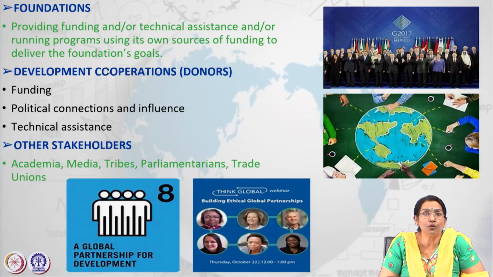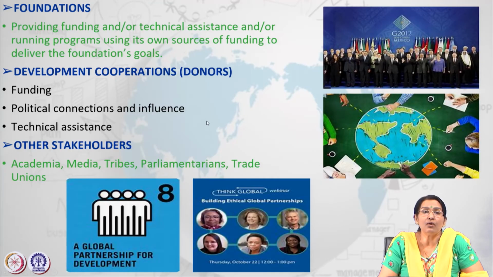Development cooperation, like donors and some funding agencies, are also there. Political connections and influence can also help us, and technical assistance can help us, to coordinate all these donations. Other stakeholders are the media, academia, parliamentarians, trade unions, and industrial organizations. So, there are also other stakeholders.